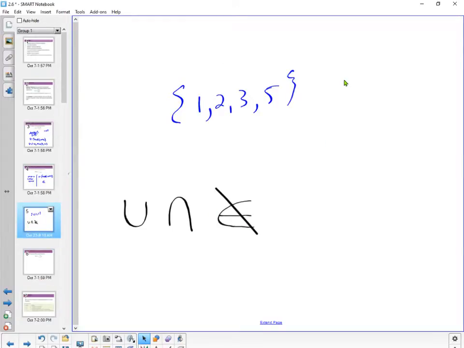So remember I asked you, is 4 an element? You would say x is not an element of, let's call this I, of set I. So that will be your notation. Does that make sense?